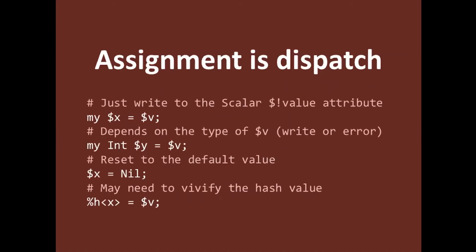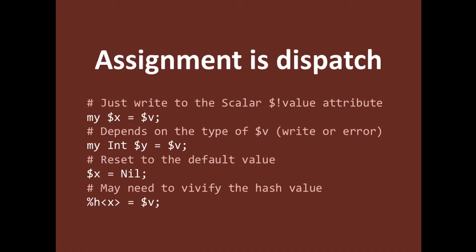So assignment is a dispatch. We don't really maybe even think about it as one always, but it is. And what an assignment does is actually very, very variable. Okay, so the first example here, we have an untyped scalar. And a scalar is an object, it has a value attribute. And when you do an assignment, it's just binding into that value attribute. If it's an untyped scalar, that's all we need to do.